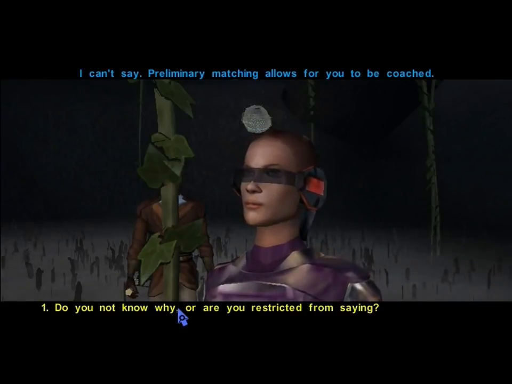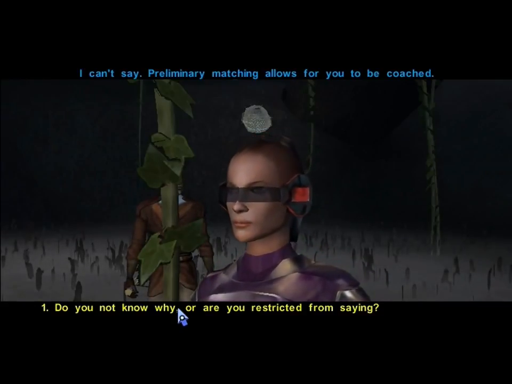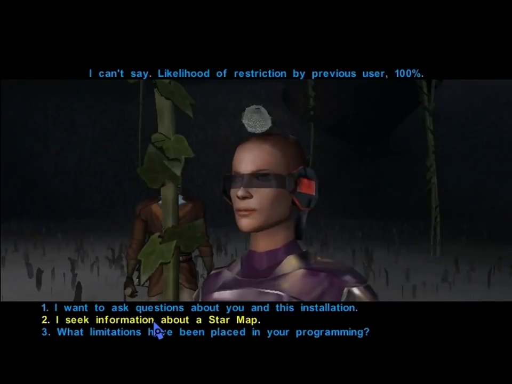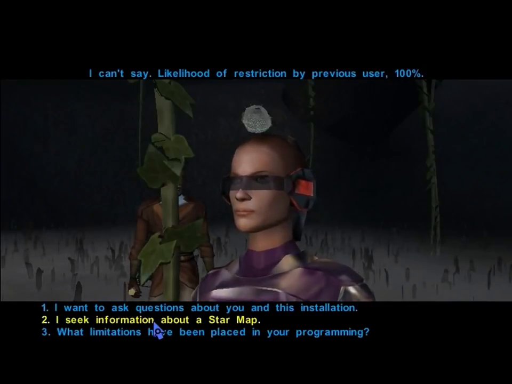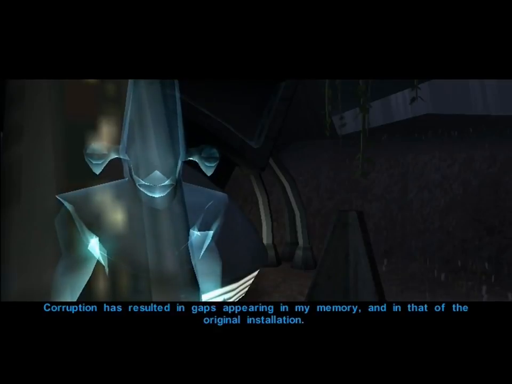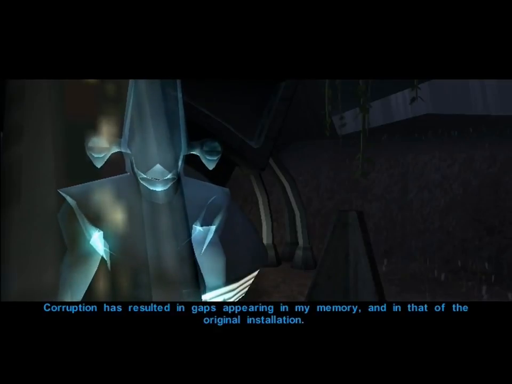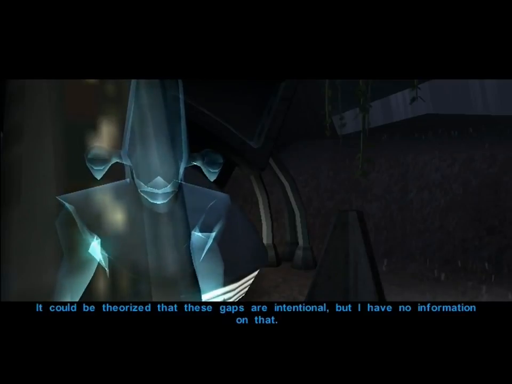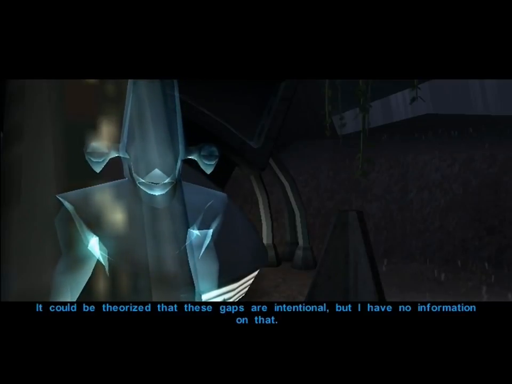Do you not know why, or are you restricted from saying? I can't say. Likelihood of restriction by previous user, 100%. What limitations have been placed in your programming? Corruption has resulted in gaps appearing in my memory, and in that of the original installation. It could be theorized that these gaps are intentional, but I have no information on that.